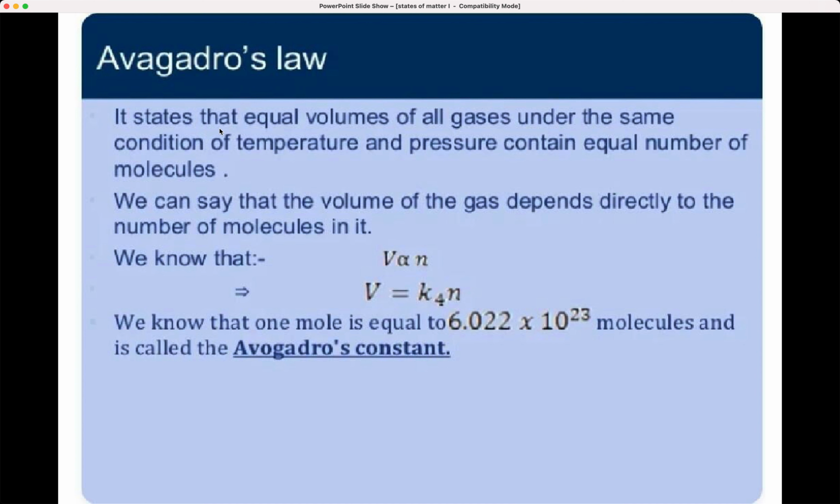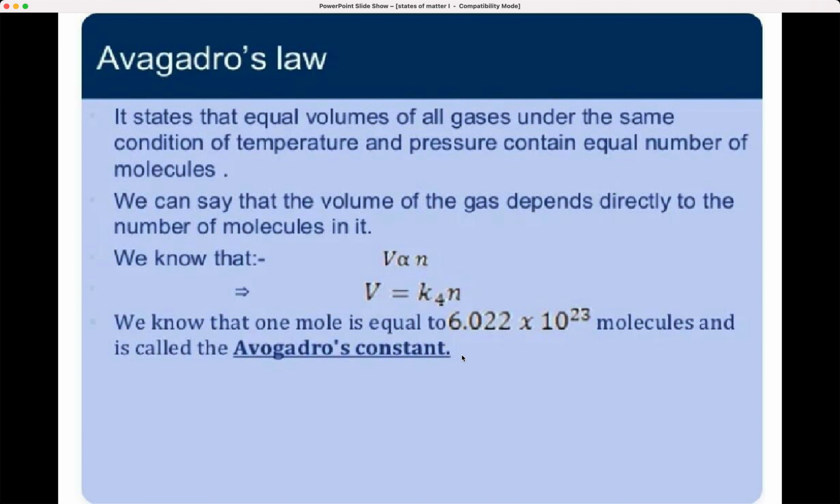Now we have Avogadro's law of gaseous volume. What does it say? It says that equal volumes of all gases under the same condition of temperature and pressure. You have to memorize all these laws. And remember, please, all of you who are going to do the board exam, for descriptive answers and all, always try to use the key words for the definitions. Okay, so it states that equal volumes of all gases under the same temperature and pressure conditions have an equal number of molecules. So we can say that the volume of the gas depends directly on the number of molecules in it, that is V proportional to N. N is the number of molecules, so V is equal to K4 N.